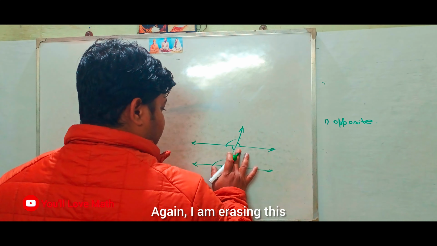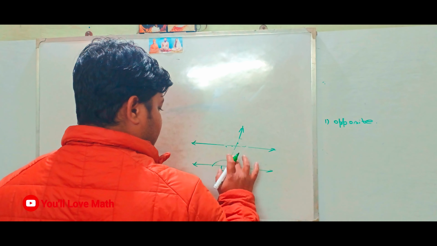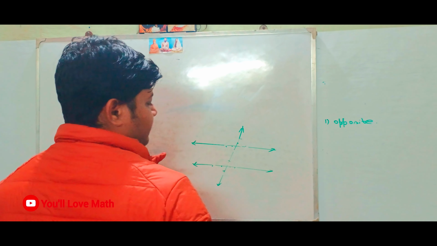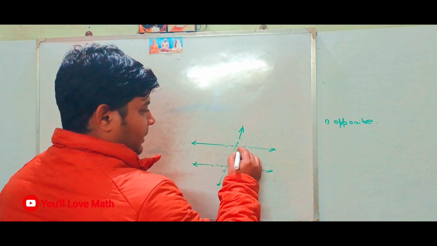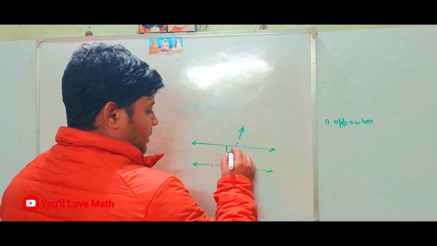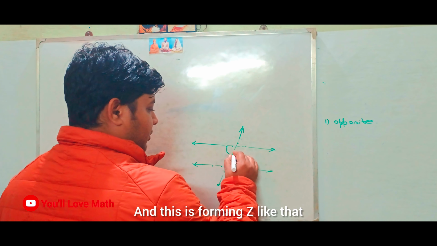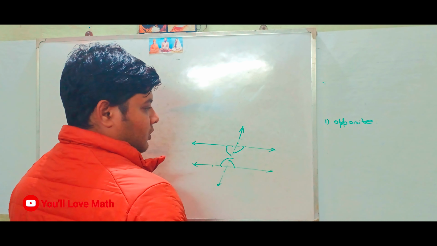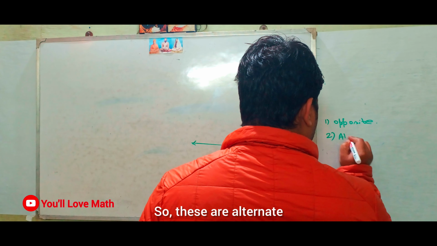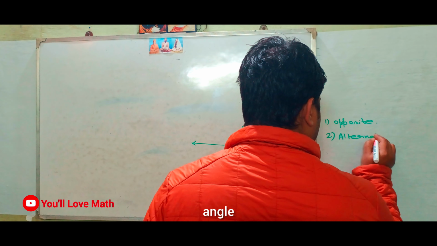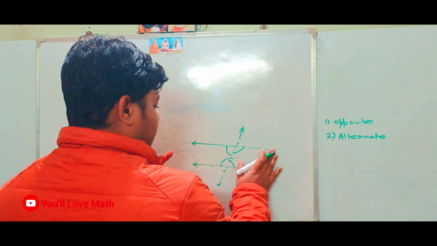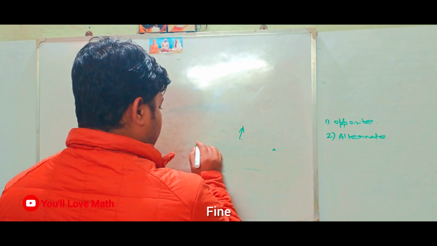Again, I am erasing this. So what is the Z shape angle? This is forming a Z like that, and this is forming a Z like that. So these are alternate angles. Okay, fine.